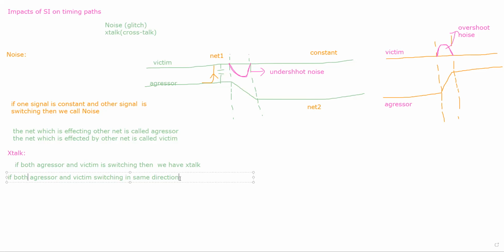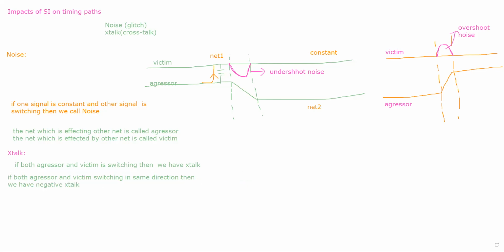If both aggressor and victim are switching in the same direction, then we have negative crosstalk. Why it is negative crosstalk, we'll understand. If both aggressor and victim are switching in the same direction, then we have negative crosstalk.